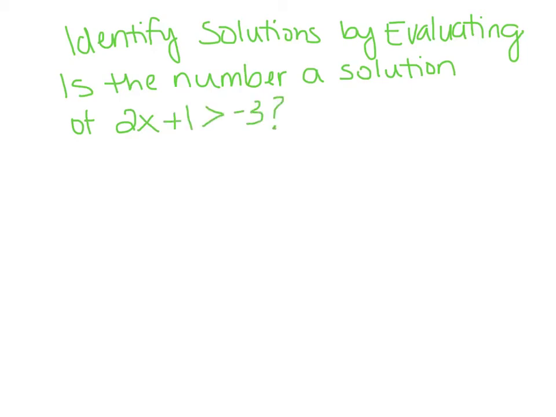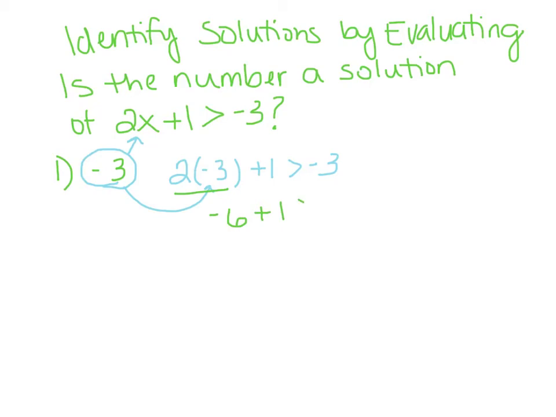Right? And the first number that we're going to use is negative 3. Alright, so what we're going to do is we're going to take this negative 3 and we're going to substitute it in for x. So I'm going to have 2 and then I'm going to put parentheses. And where those parentheses are is where this negative 3 is going to go. Plus 1 is greater than negative 3. Now I'm just going to simplify. So 2 times negative 3 is negative 6. Plus 1 is greater than negative 3. Simplify. Negative 5 is greater than negative 3. So is negative 5 greater than negative 3? The answer is no.